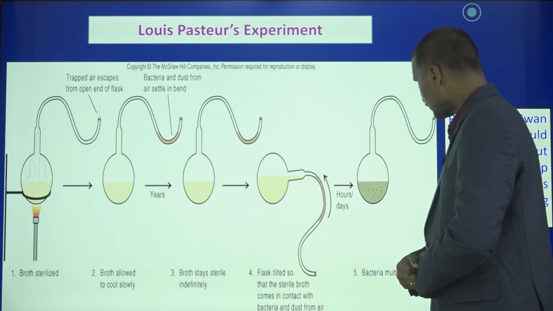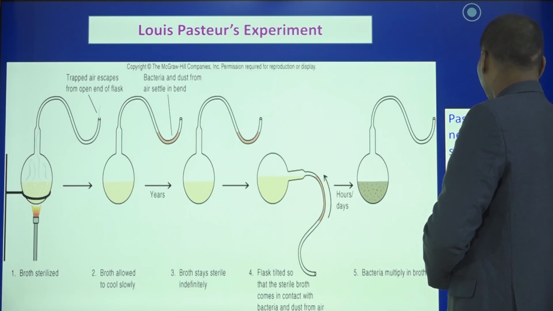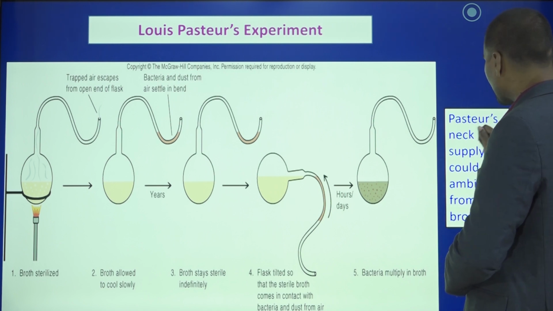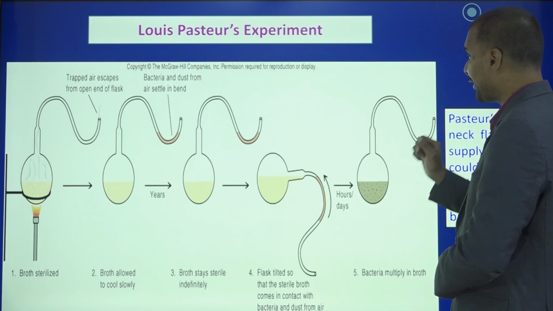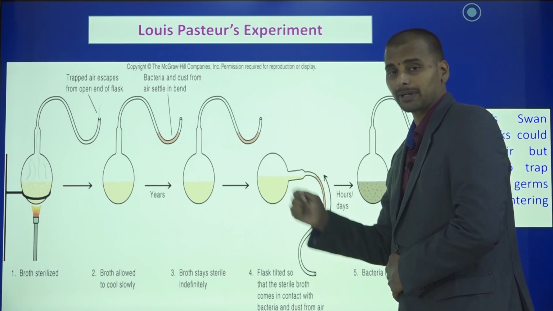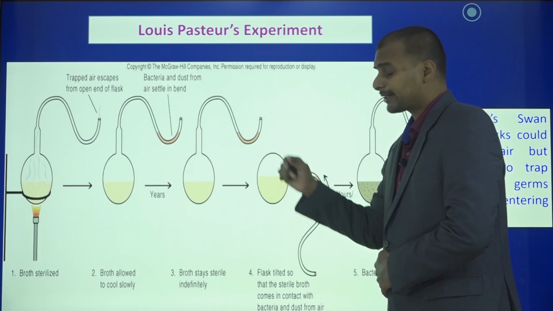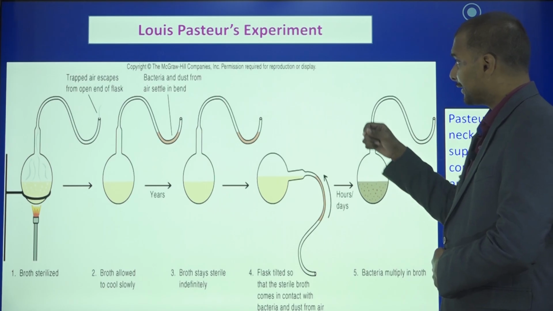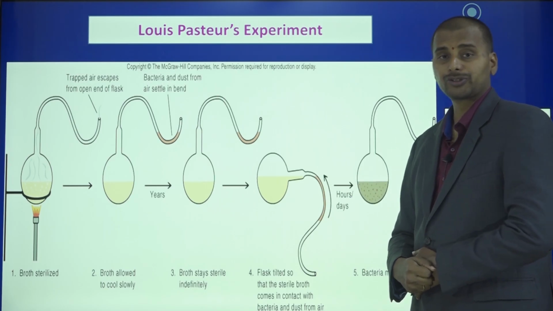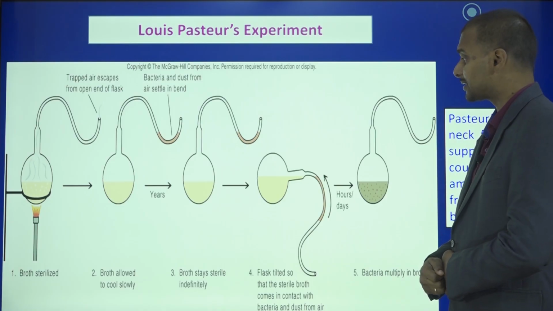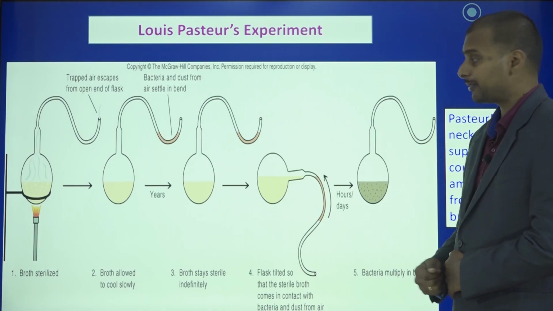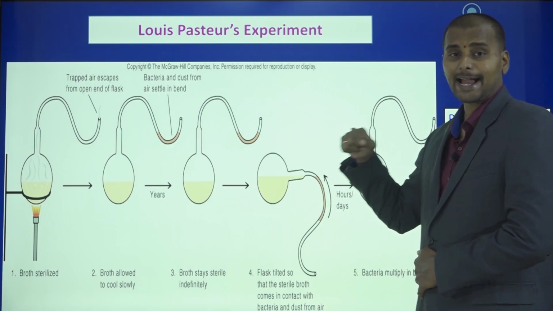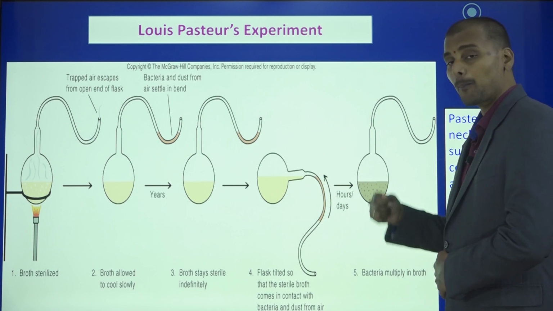It proves that the swan neck of the flask could supply air, but it could trap the entry of microorganisms into the broth, so that the broth will not be contaminated. So this experiment supports the theory of biogenesis. Life does not originate from non-living organic matter, but is actually because of microorganisms.